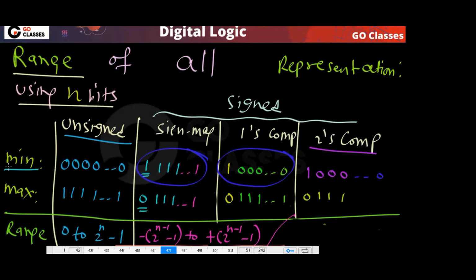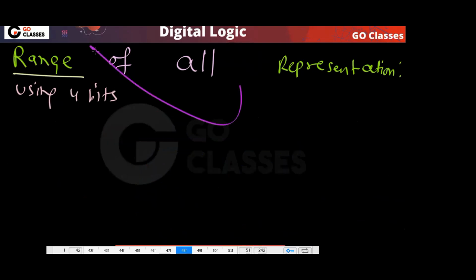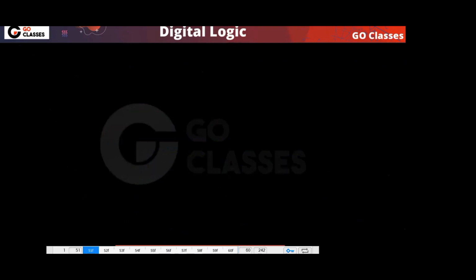And in 2's complement, this will give you the minimum, and this is going to give you maximum. So the range will be minus of 2 power n minus 1 to plus of 2 power n minus 1 minus 1. So this is the complete comparison. I hope this concept is clear. Let me know. Anyone has any doubt in this?